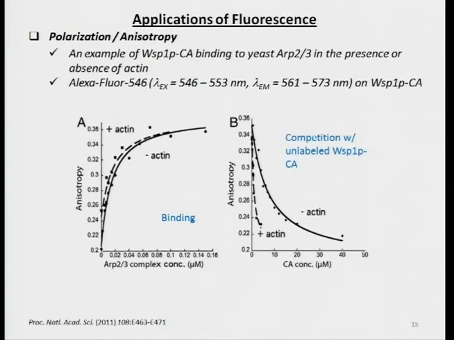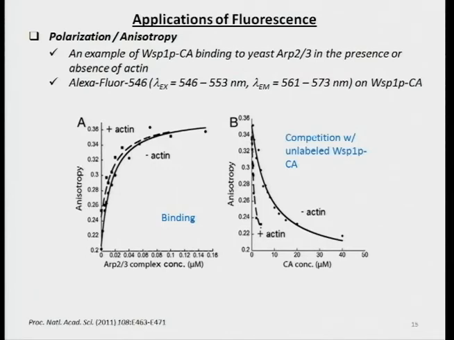So here's an example of polarization and anisotropy. This is one particular protein binding to yeast ARP23 in the presence of actin. And this follows exactly the same principle. So this is simply a response, just as the delta F by delta F0 is a response. And we can measure the increase, and you can fit it to the complex quadratic binding equation. And likewise, you can do the reverse. So once you have reached the concentration, you can put in unlabeled protein and you would see a decrease.